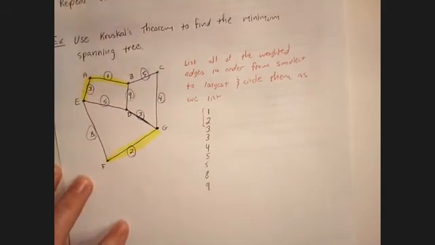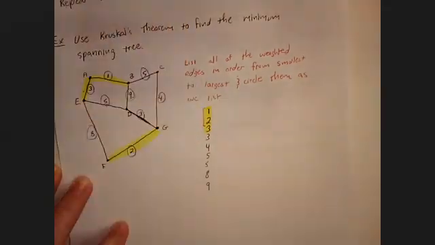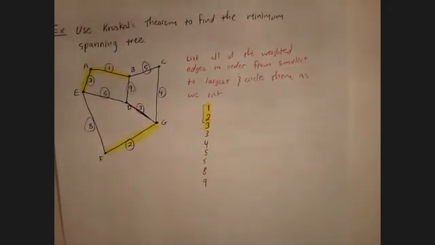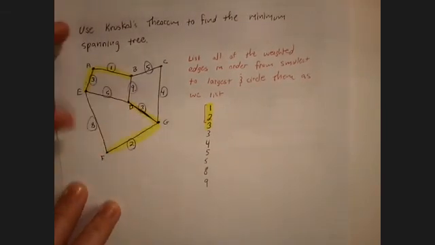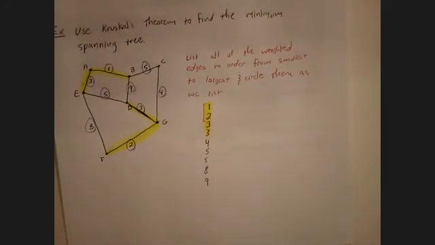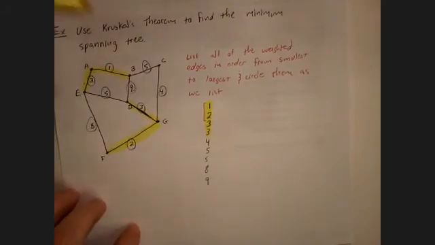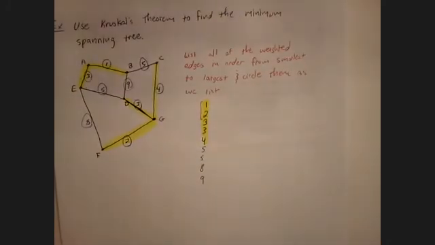As I highlight each of my edges, I'm going to highlight those numbers because these are the numbers I'm going to end up adding up. I could choose the other 3 because it does not make a circuit. Now let's go to 4. Does the 4 create a circuit? It does not. So 4 is good. It looks like we're just going to highlight everything.